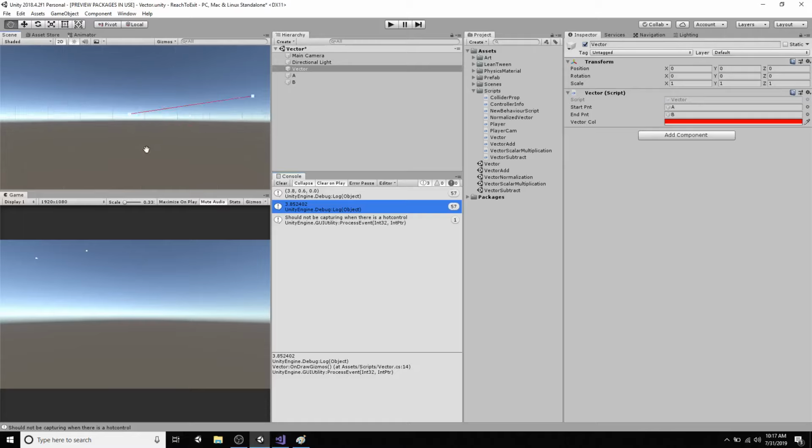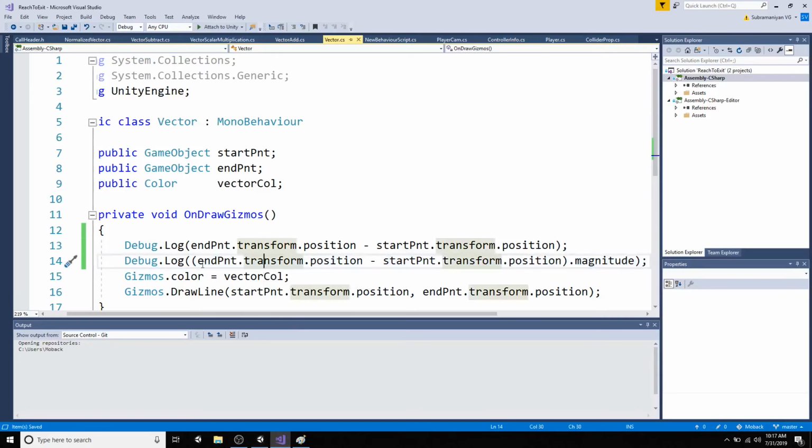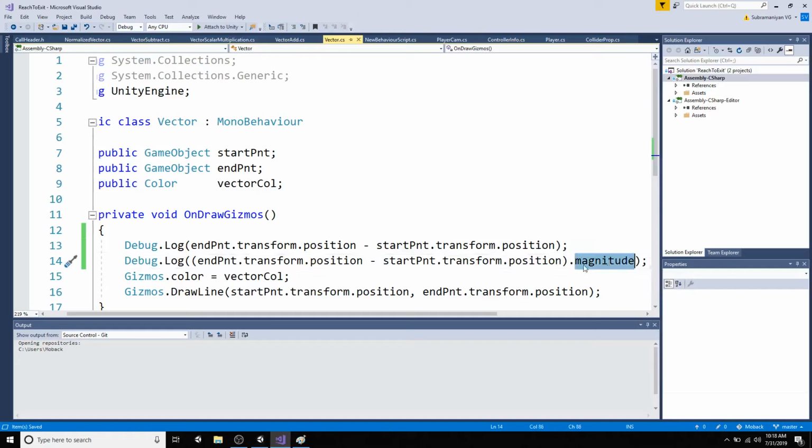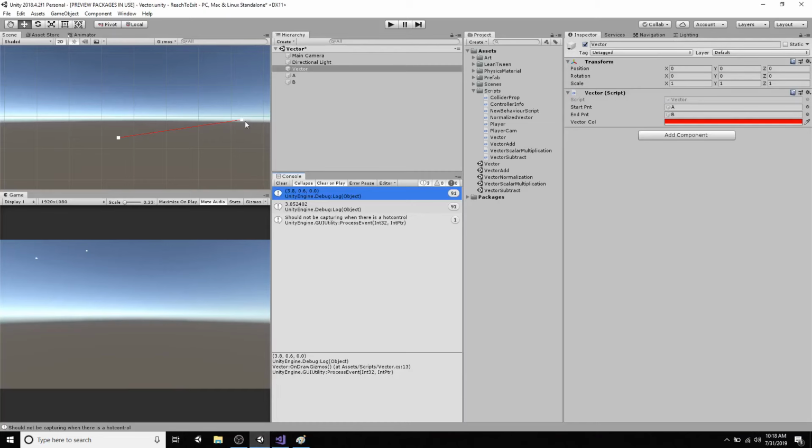So what is vector magnitude? From point A to point B, what is the length? When we say I want the length of this vector, that is what this does. We take the end point's transform position minus the start point's position. Once you get it, you will get one vector, that is 3.8, 0.6 comma 0. This is a line, so we are asking what is the length of this line. So when we say dot magnitude, we get the length of this line.